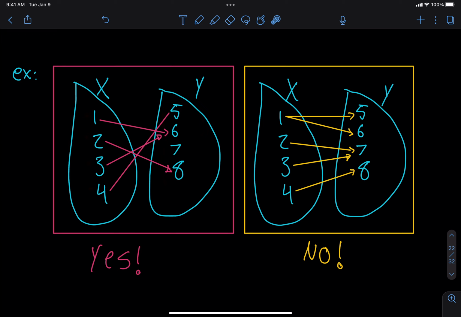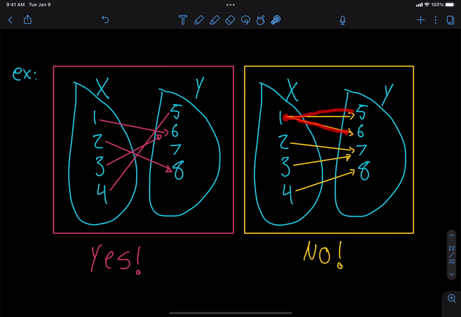Okay, so here's an example of that rule being violated. 4 goes to 8, sure. 3 goes to 7, fine. 2 goes to 7, fine. But here we have 1 being mapped to 5 and 6. Okay, so why is that bad for a function?